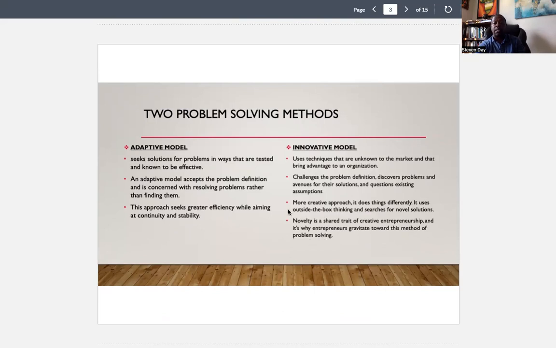So first you have the adaptive model, seek solutions for problems in ways that are tested. An adaptive model accepts the problem definition and is concerned with resolving the problem rather than finding them. This approach seeks greater efficiency.